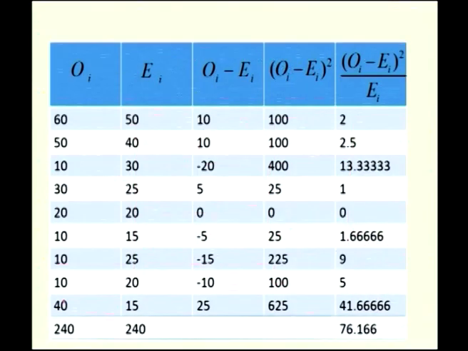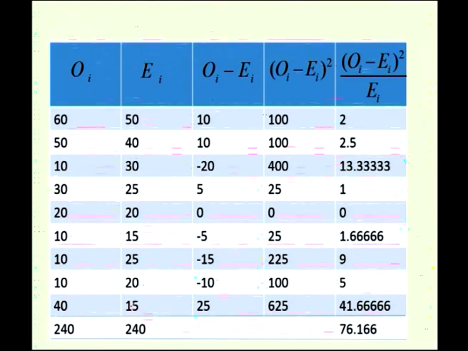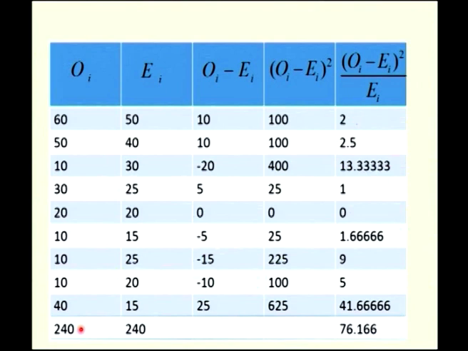Now, listing out these values in the tabular column, this is the OI values given in the question and the corresponding EI values which you have calculated. So, OI minus EI is calculated, then OI minus EI whole square is calculated, then OI minus EI the whole square divided by EI is then calculated. Okay. The summation OI is equal to summation EI and the total of summation OI minus EI whole square divided by EI gives you 76.166. So, that is the calculated value now.